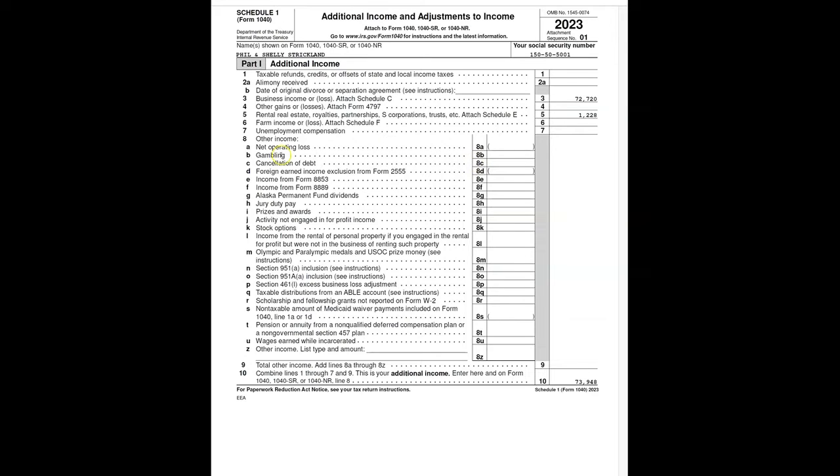Also, what about on line 8C, cancellation of debt? That would also be income that would combine with all these, and you'd have a total at the bottom of Schedule 1 to then bring back to Form 1040, page 1. So look at the $73,948 total here. Let's go back to page 1 of 1040 and find where that Schedule 1 total goes.